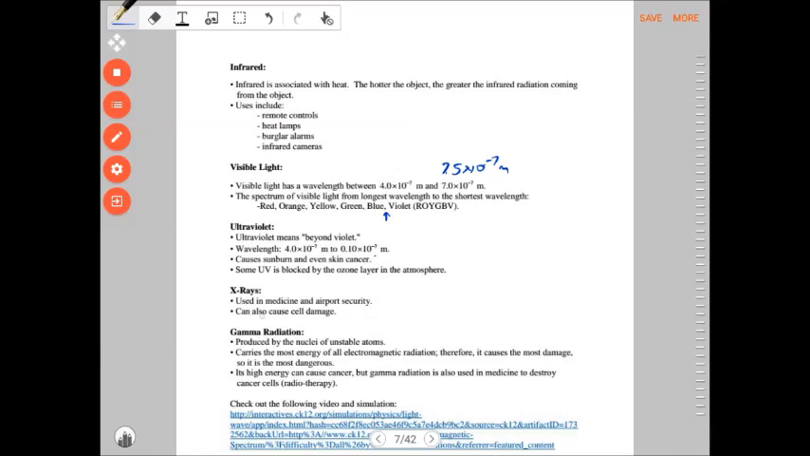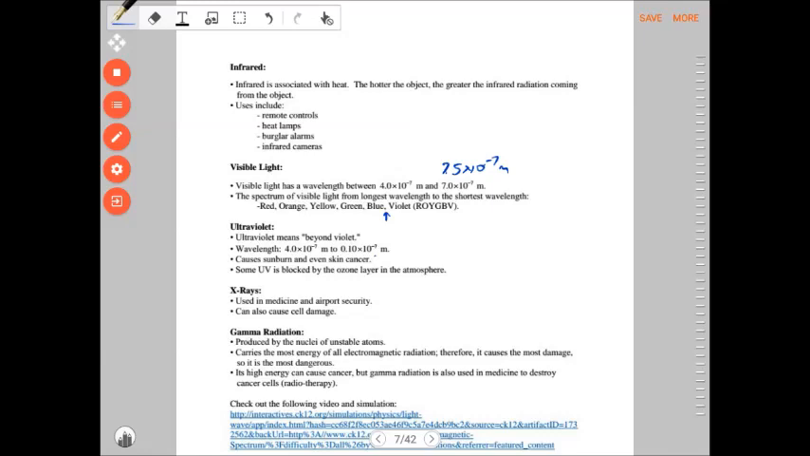Okay, so X-rays are next, and they're used in medicine, of course, to take pictures of your bones, and in airport security. If you get too much of these, they can cause cell damage, very bad. That's why they always cover you in the dentist office with a lead vest when they want to take an X-ray of your teeth. The lead, of course, blocks the X-rays.